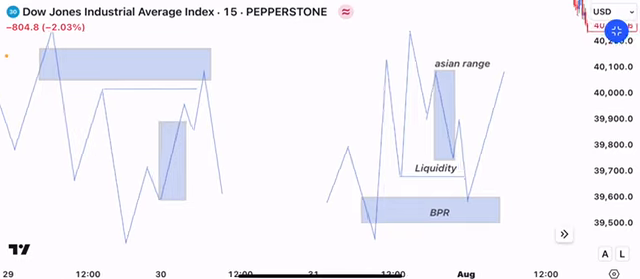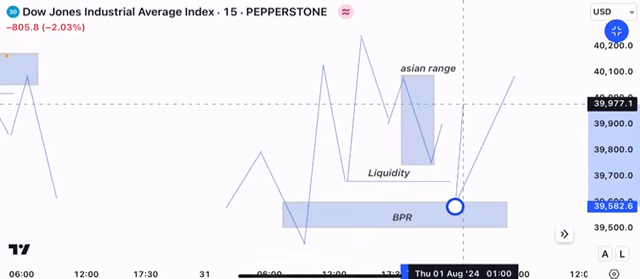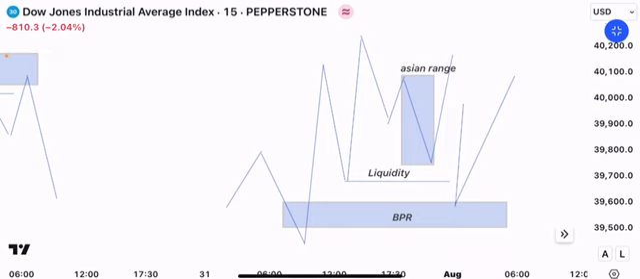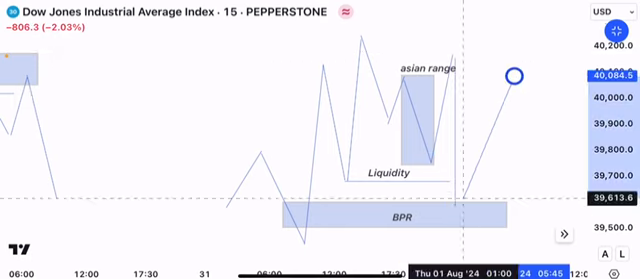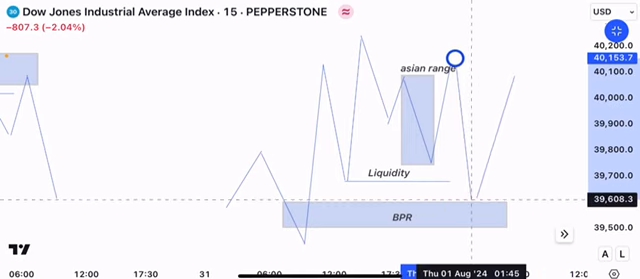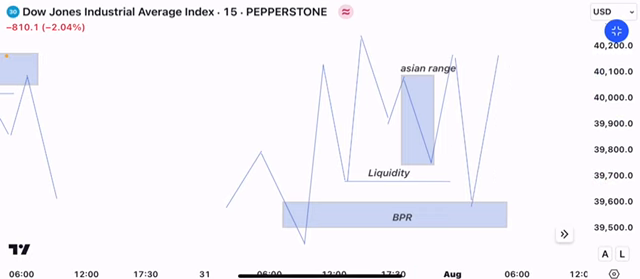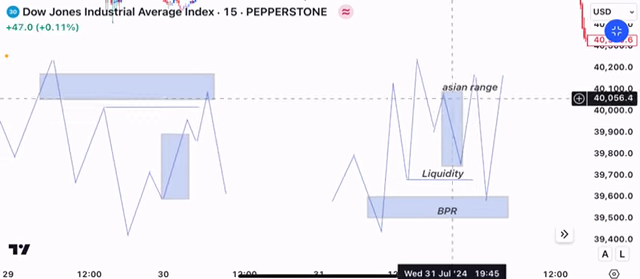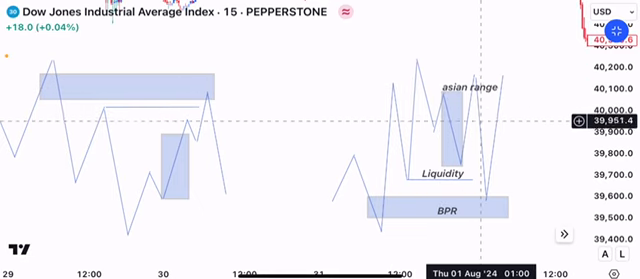Another way to place targets is if price does something like this. Let's say after the Asian range has been created, price now makes a higher high than the Asian range. If price does that, what we can do is target that high. This is another type of target. So we can either target the Asian range high or any other high that has been created after it.